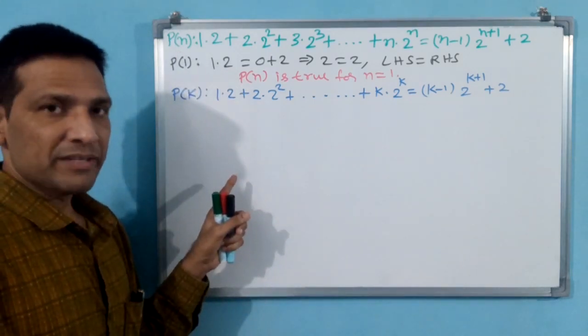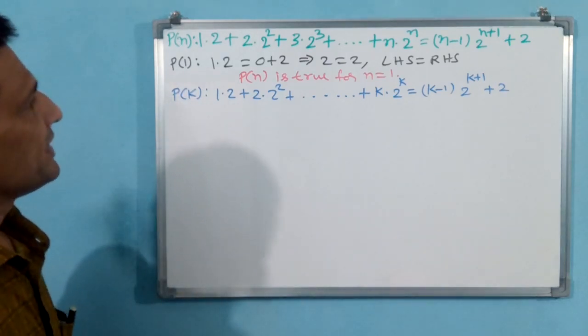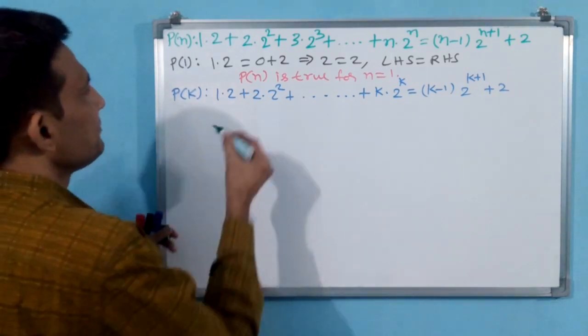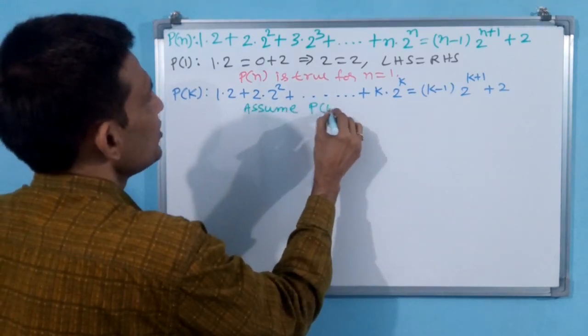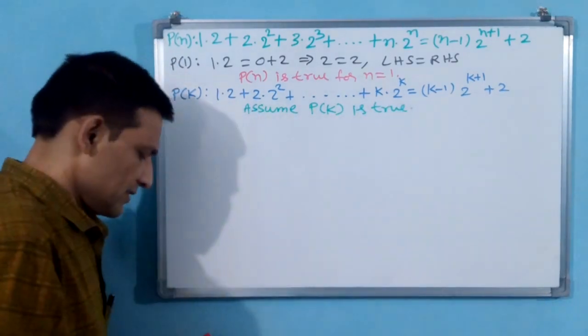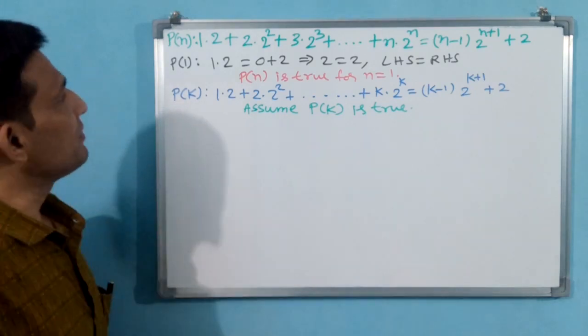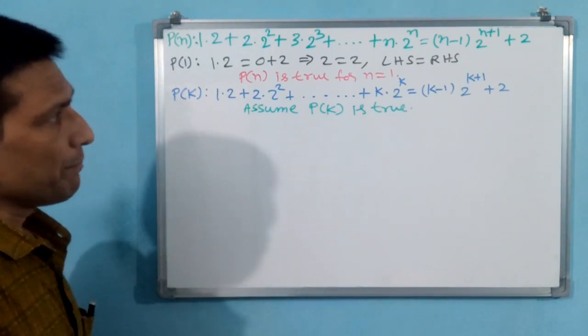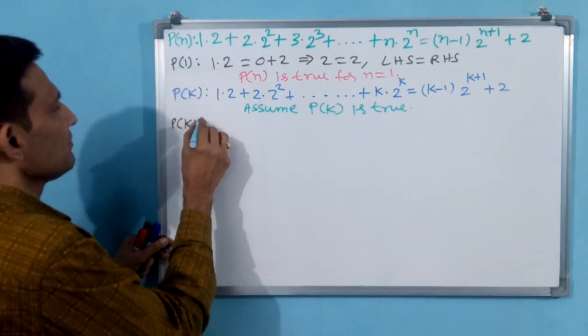Now the important step we have to write: assume P of k is true. Yes, definitely. That should be written. Assume P of k is true. Next step is P of k plus 1. Write down P of k plus 1.